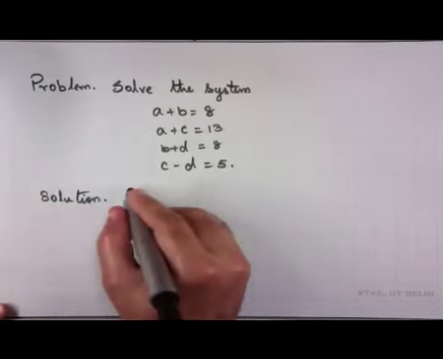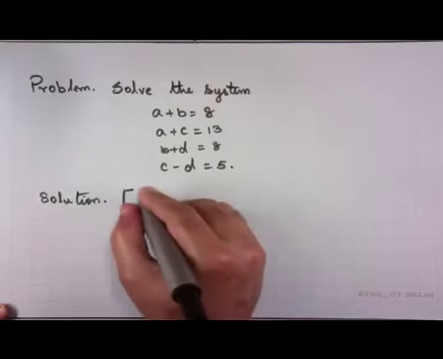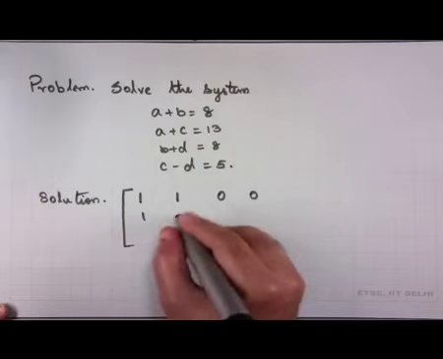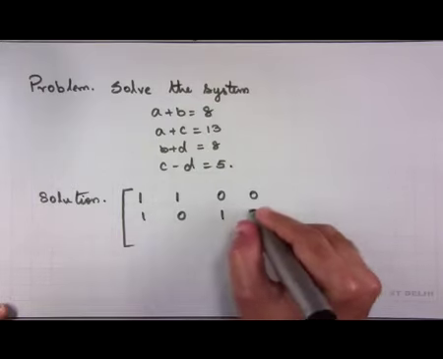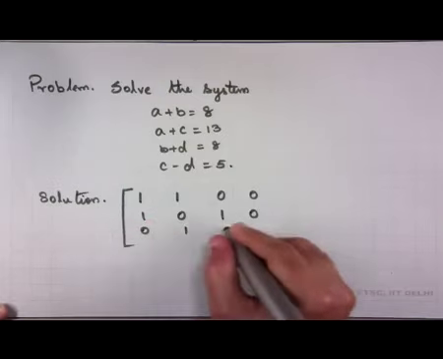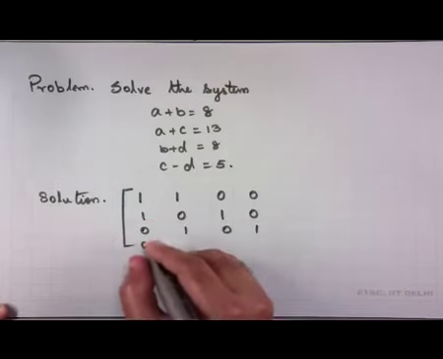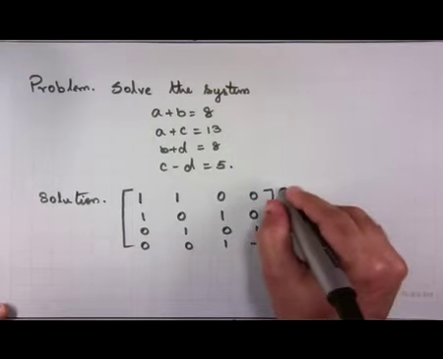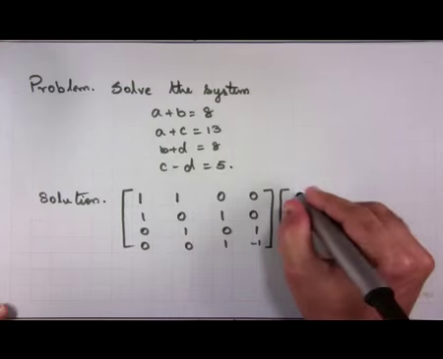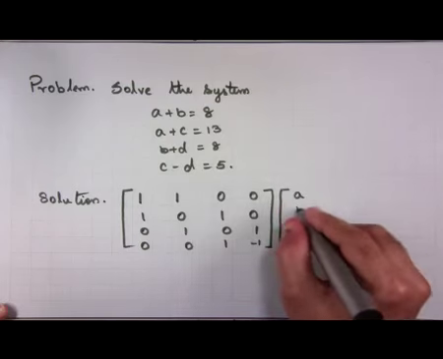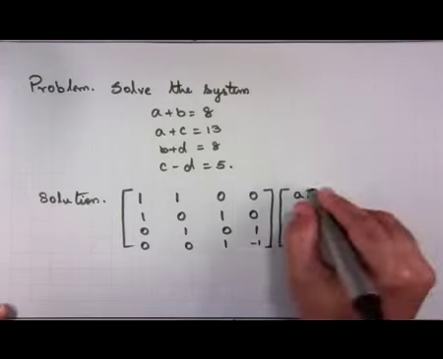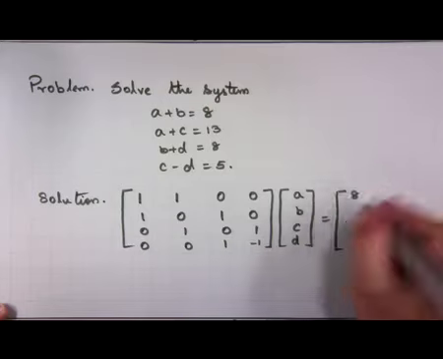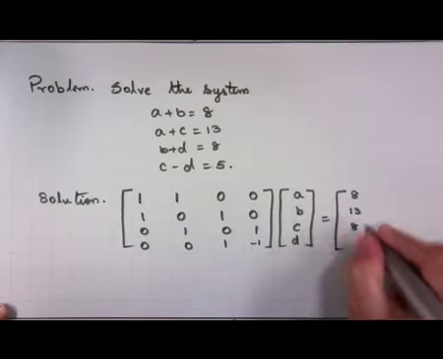As usual, let us first write down the matrix form: 1 1 0 0, 1 0 1 0, 0 1 0 1, 0 0 1 minus 1. When this acts on the unknown vector, the unknowns a b c d, we will get the constant term matrix which is 8, 13, 8 and 5.